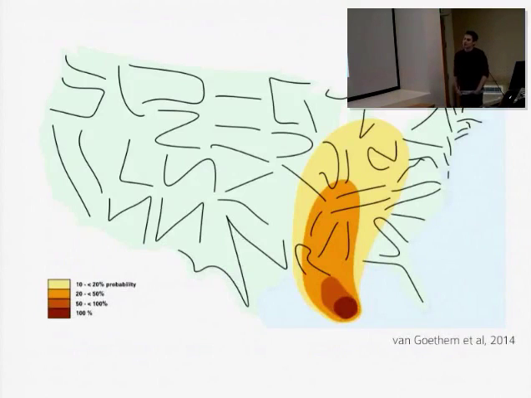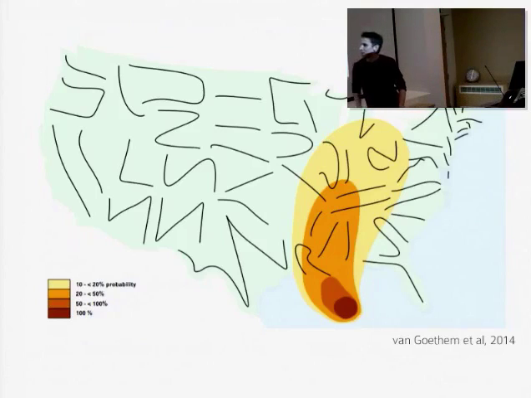So here, this is a paper by Van Goughen et al. Here we're reflecting the uncertainty associated with the model. So the darker the colour, the greater the probability that the hurricane will be at that location.